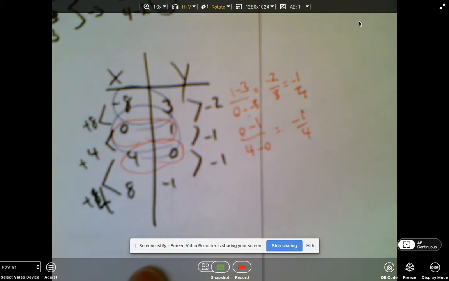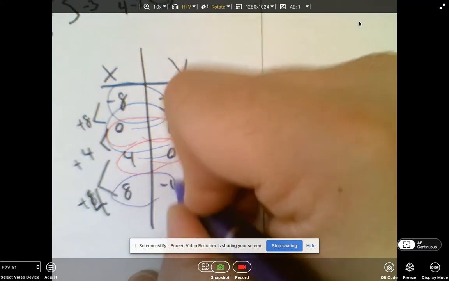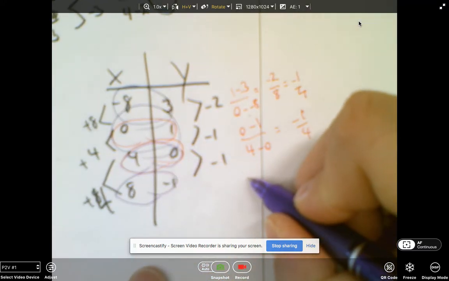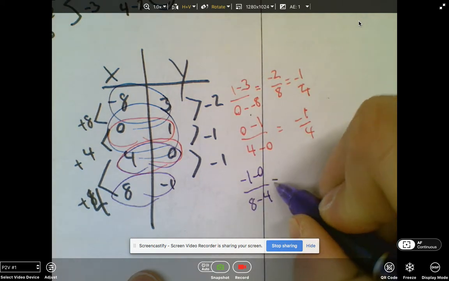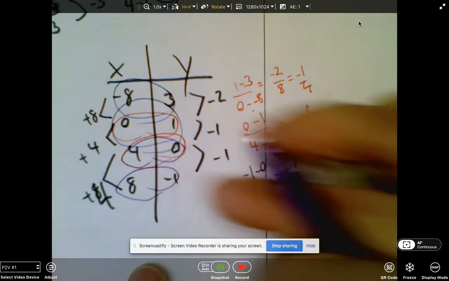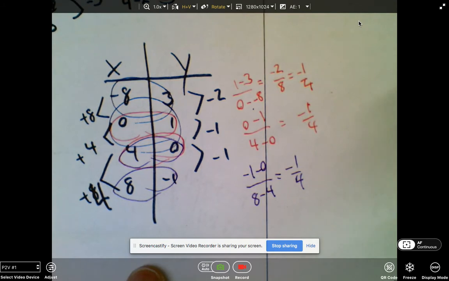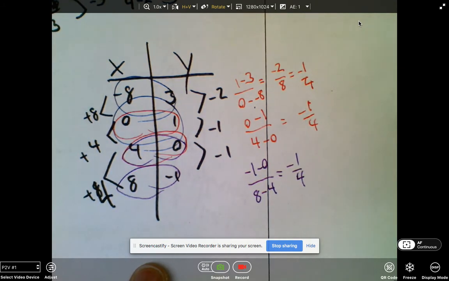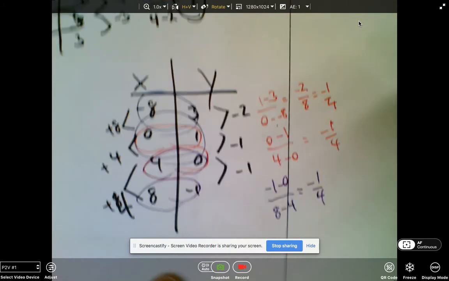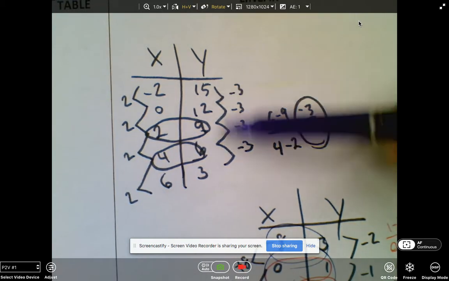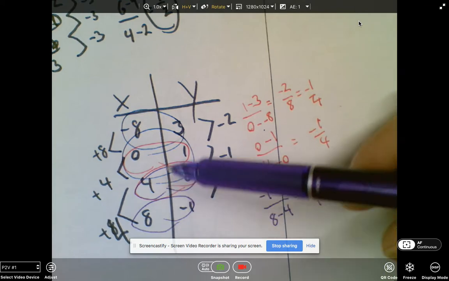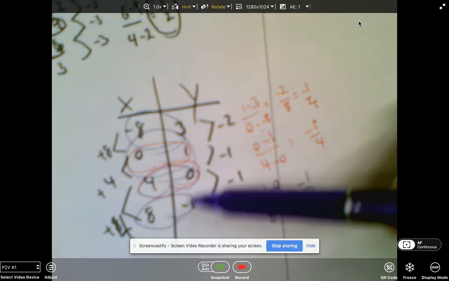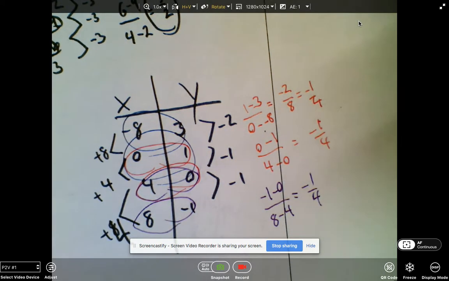Say I chose, I'll do it here in purple, these 2 coordinates. This would be -1 minus 0, and 8 minus 4. It's still -1/4. So no matter what 2 coordinates I choose, as long as the slope's -1/4, then it's consistent and it's linear. Usually on MCAS, you would see more examples like this and less like this, but if there are, sometimes you have to check every single combination of slopes to make sure they are the same and constant, or graph them.